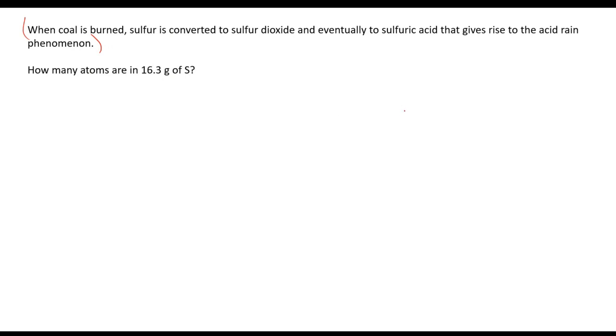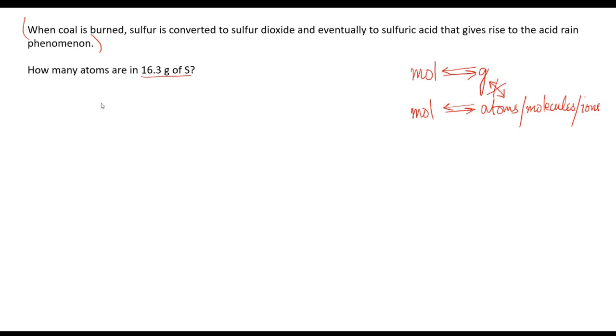Okay, boys, before this one, in our discussion here, we can change mole to gram, we can change gram to mole. Now we can change mole to atoms, molecules or ions, or we can change atoms to mole. But we cannot change directly from gram to atoms. It's wrong. We don't have any method. So what is given here? 16.3 gram of sulfur. So first change gram to mole, then mole to atoms.